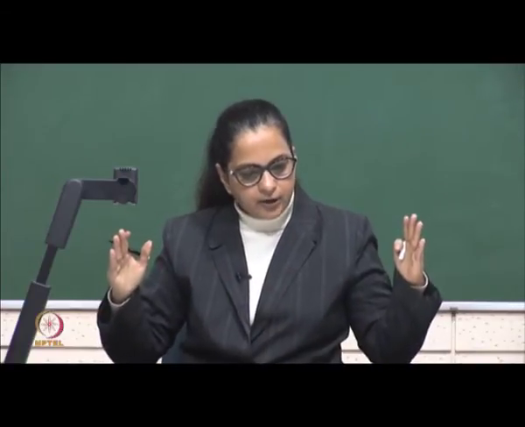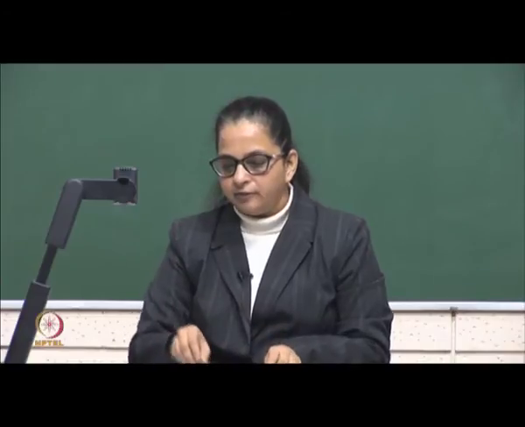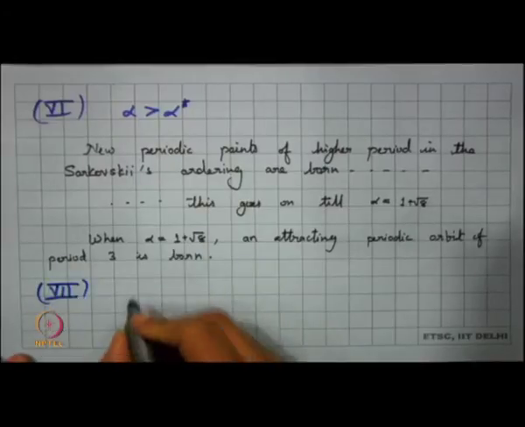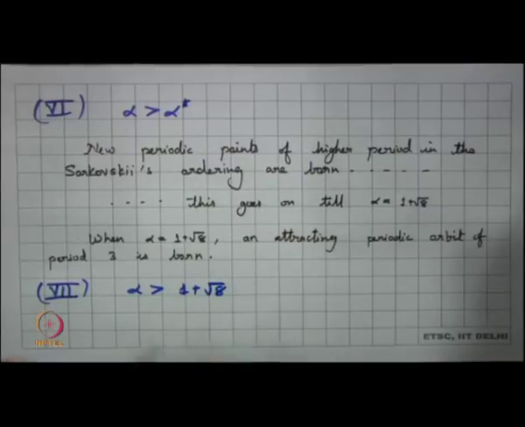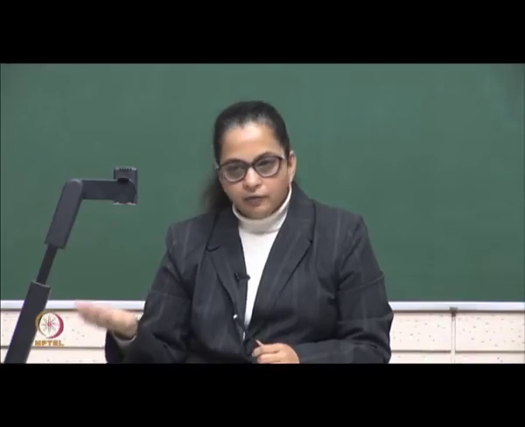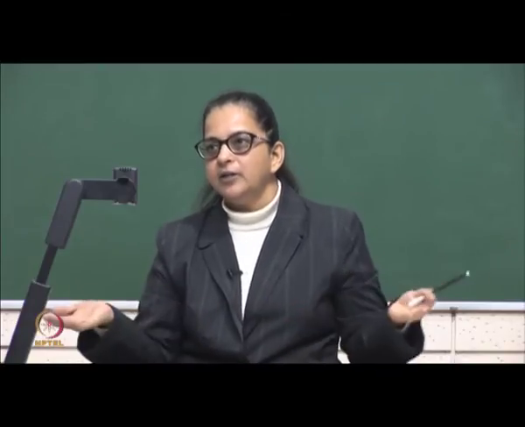So, all you can see is this periodic point of period 3 and what happens beyond that? Maybe I should call it the 7th case, when alpha becomes greater than 1 plus root 8. Now, when alpha becomes greater than 1 plus root 8, this periodic orbit of period 3 also becomes repelling. Now, you have a very terrific case here that you have periodic points of all periods and all these periodic points are repelling.